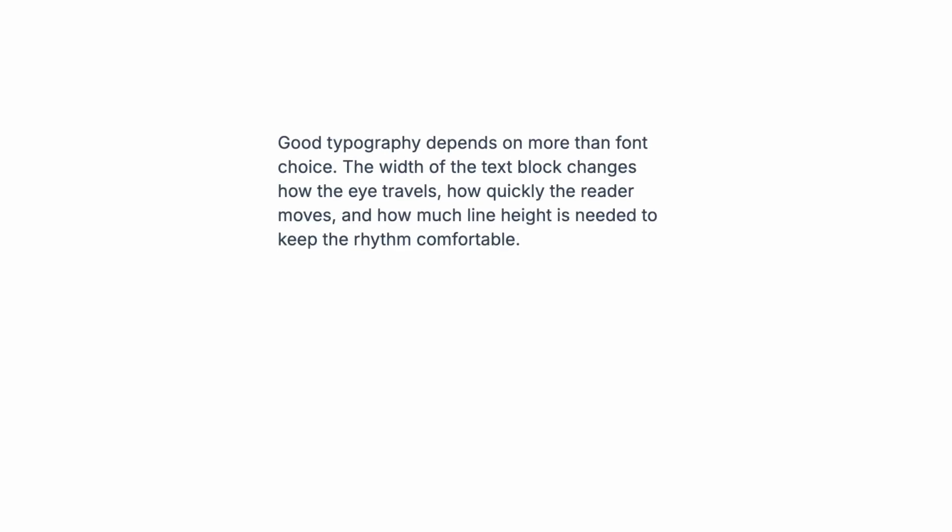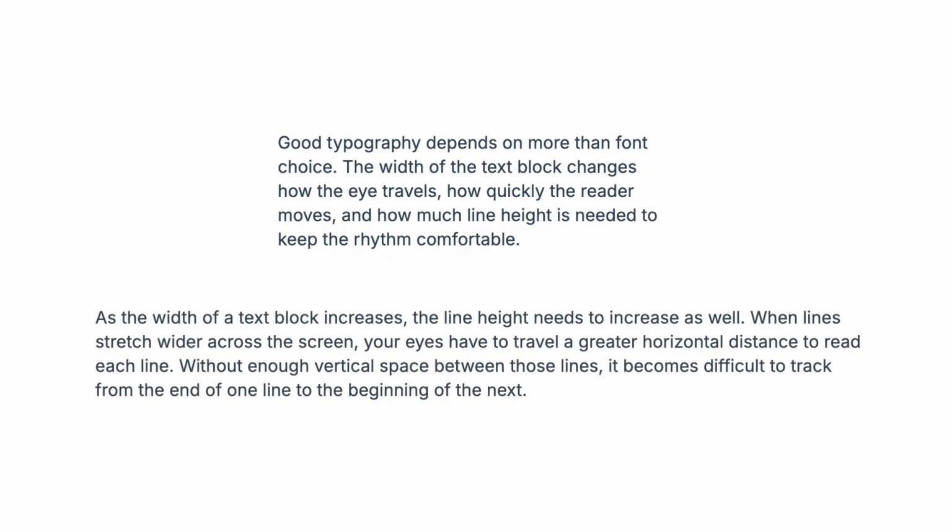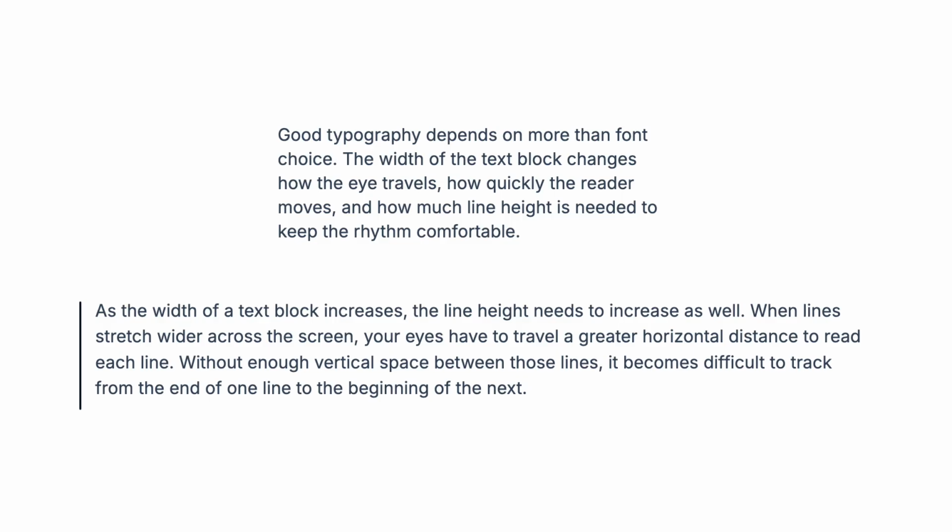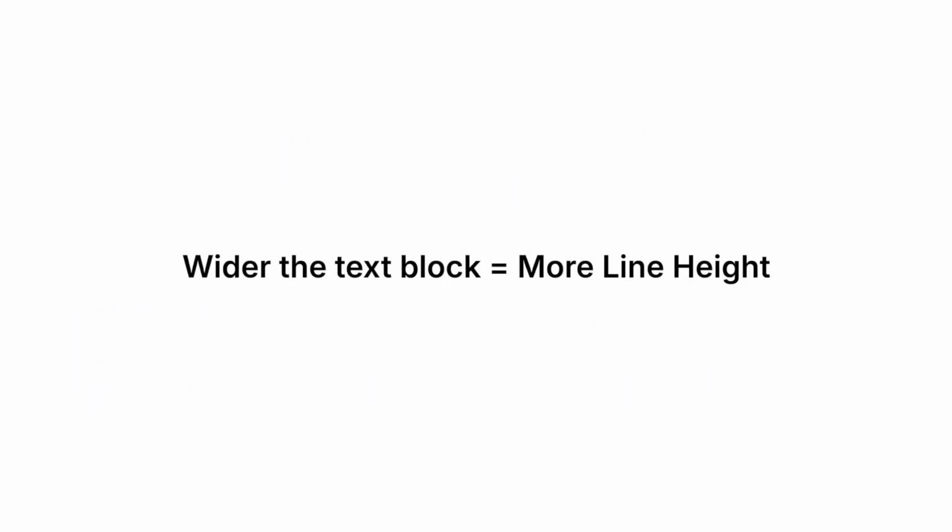Another thing that affects line height is the width of your text. For example, if I set the line height to 1.5 for a narrow block of text, it looks fine. But the same 1.5 can feel a little tight when the text stretches wider. In that case, increasing it slightly, like to 1.6, makes it much easier to read. So line height is not just about font size. It also depends on how wide your text is. So the simple rule: wider the text block, more the line height.